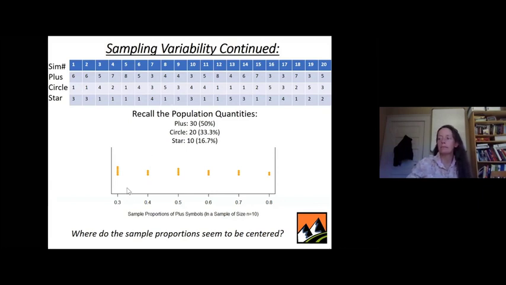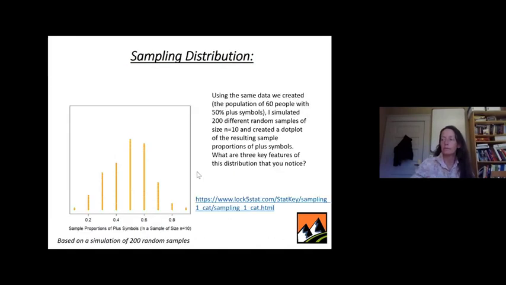So again, here's my simulation. And I plotted all of the sample proportions for the plus symbol, just so you can see that there's quite a bit of fluctuation. They ranged from 30% all the way up to 80%. But they're centered at pretty close to that population quantity of 50%. They're going back and forth on both sides of that true population quantity, 50%, which is what we would expect. And of course, a sample size of 10 is quite small. The smaller the sample size, the more fluctuation we would expect, because there are more chances for larger amounts of sampling variability. But they do still seem to be centered close to that population quantity of 50%.